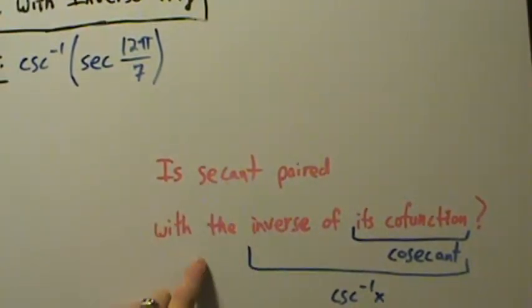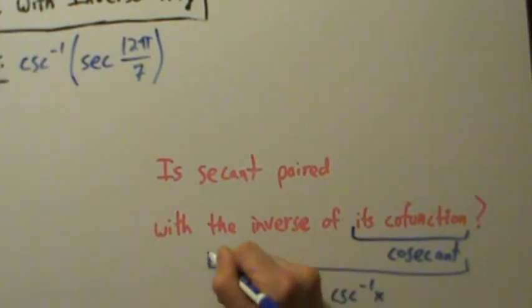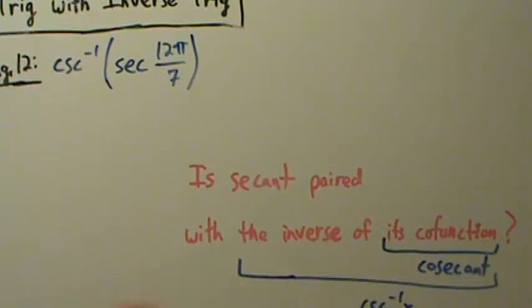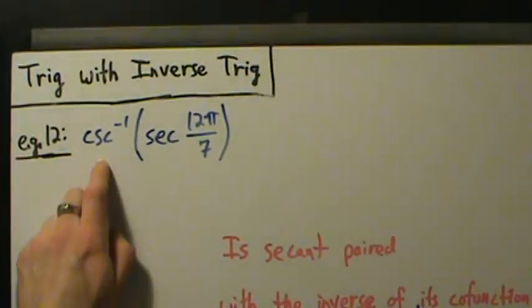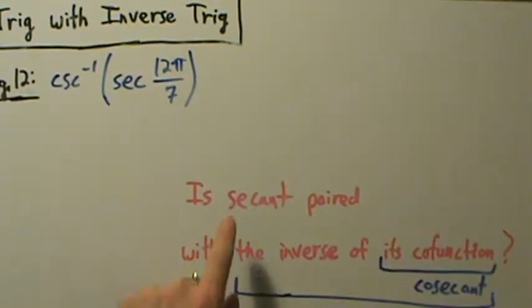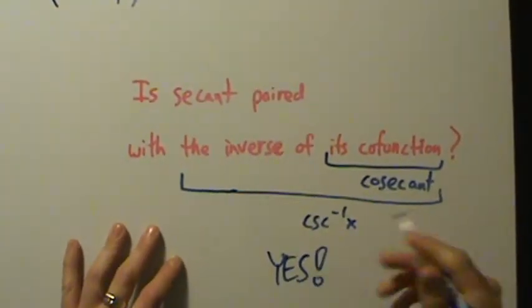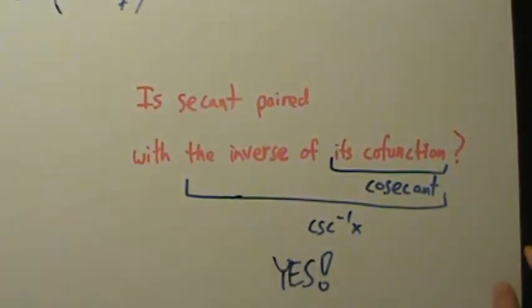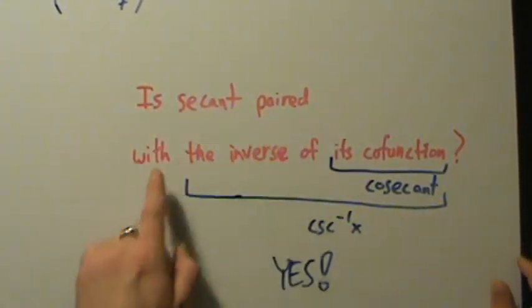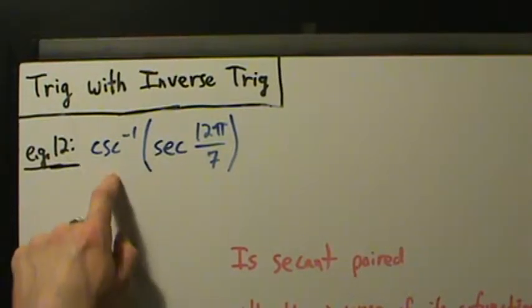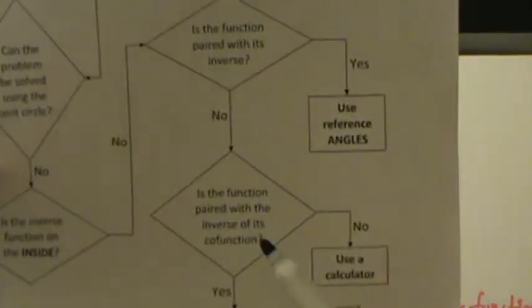Is secant paired with inverse cosecant of x, or just inverse cosecant? Yes, secant is paired with inverse cosecant. So yes. Is secant paired with the inverse of its cofunction? Yes, secant is paired with the inverse of its cofunction. So secant, its cofunction is cosecant. The inverse of that is inverse cosecant. So yes.